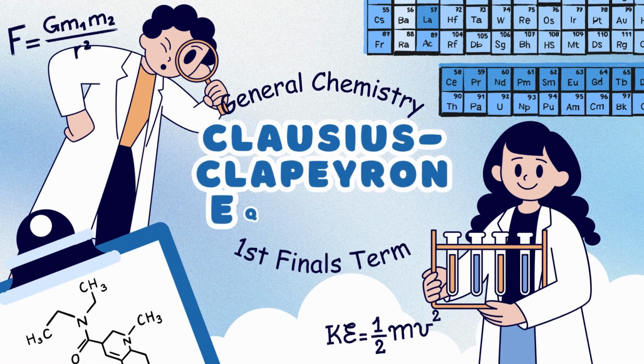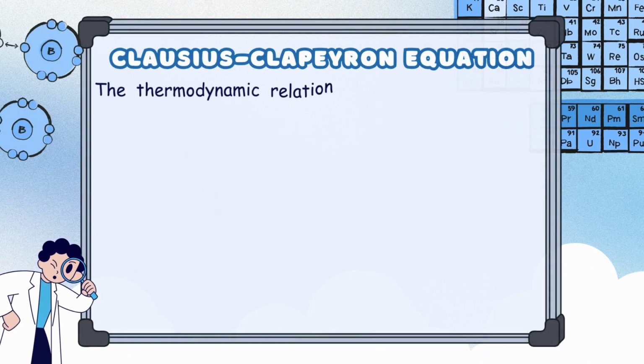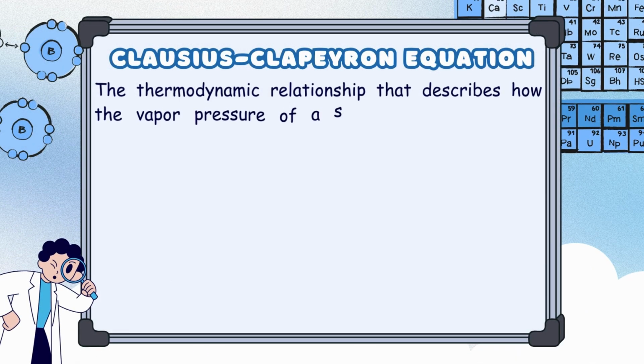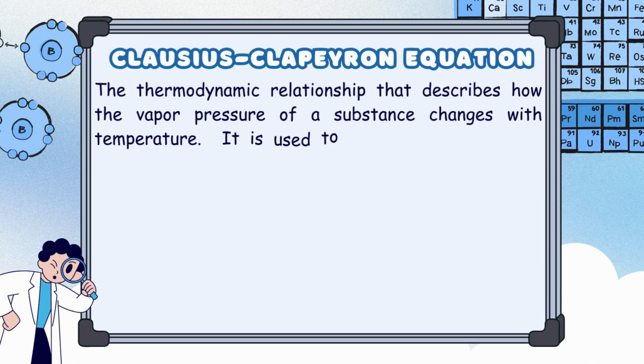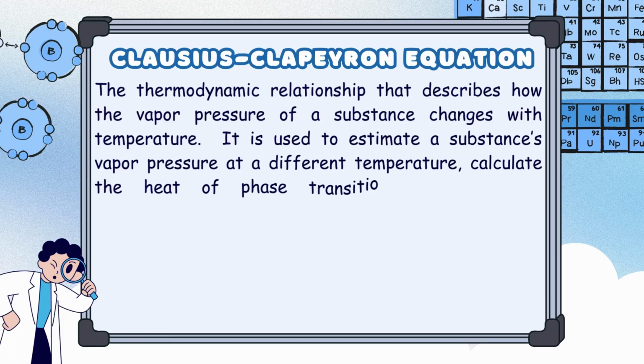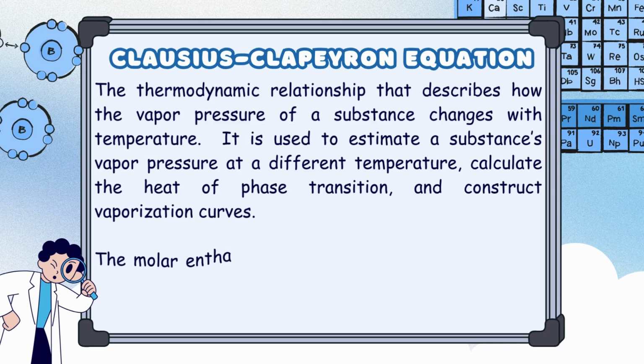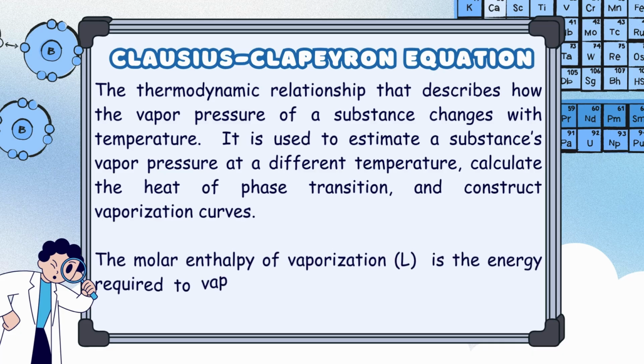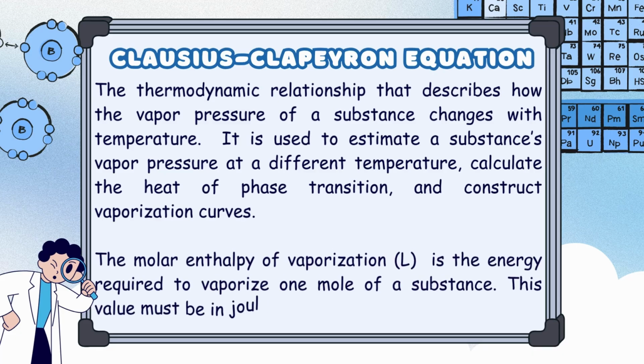Lastly, we have the Clausius-Clapeyron equation. So the Clausius-Clapeyron equation is the thermodynamic relationship that describes how the vapor pressure of a substance changes with temperature. And this is used to estimate a substance's vapor pressure at a different temperature, calculate the heat of phase transition, and construct vaporization curves.